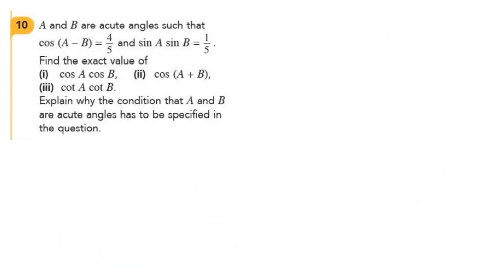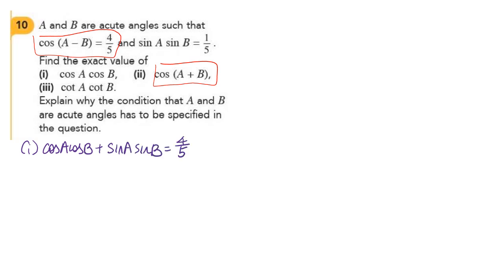Right, so for question 10, you're given that a and b are acute angles such that cosine (a minus b) equals 4/5 and sine a sine b equals 1/5. And we're asked to find the exact value of cos a cos b, cos (a plus b), and cotangent a cotangent b. Actually, this is quite an easy question. Why is it easy? Because you just need to apply the addition formulae for this, and also the addition formulae for part 2. Right, so that's what we're going to do now.